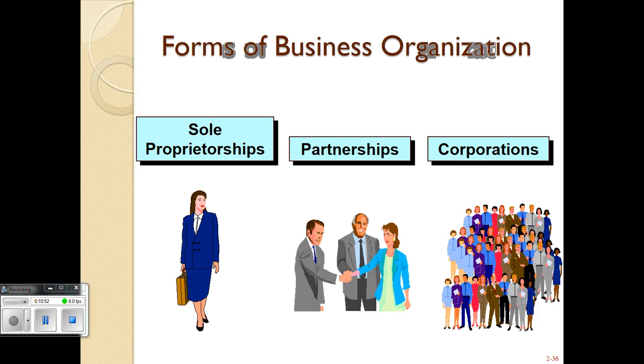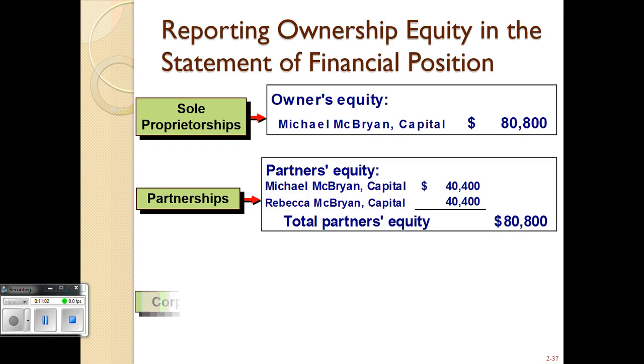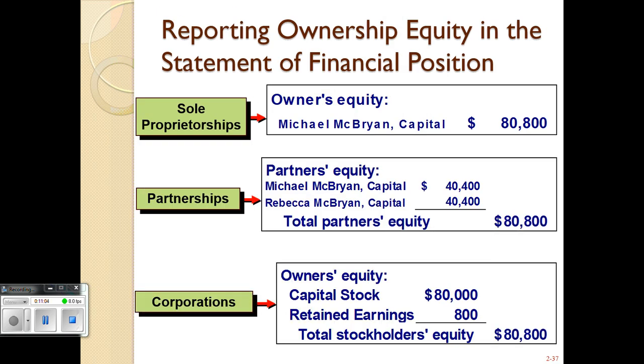The three major forms of business organizations are sole proprietorships, partnerships, and corporations. Not going to spend any time going over the benefits or disadvantages of any of those. But I do want to mention how it would show up in the owner's equity section. If it is a sole proprietorship, it will have the owner. It'll say owner's equity, and it'll say the name of the person, their capital, and in this case, 80,800. Okay.